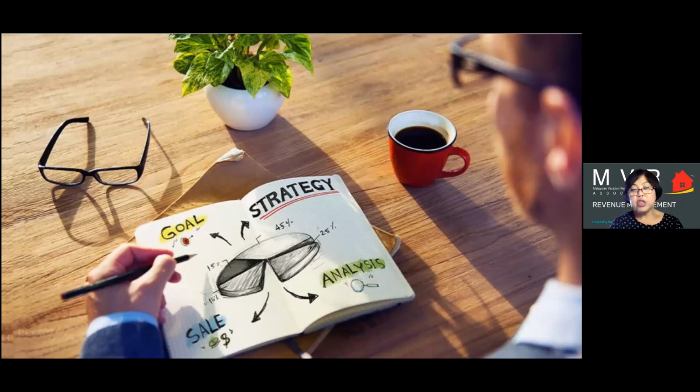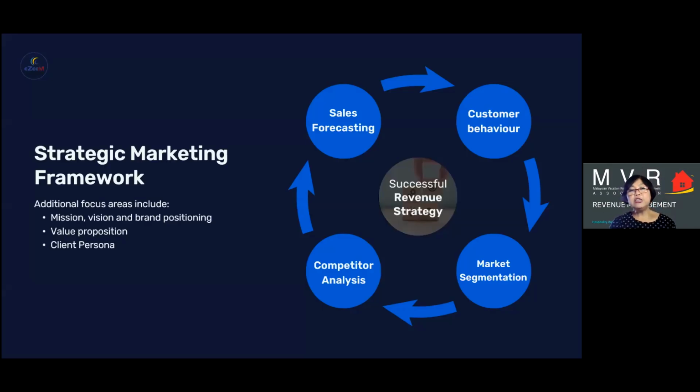So you have a budget done for the year, and you have goals, analysis, and your sales budget. So the strategic marketing framework follows your mission and vision and brand positioning, your value positioning, and your client persona. So as I've discussed, you have already studied customer behavior, market segmentation, and now we are going into competitor analysis and sales forecasting.